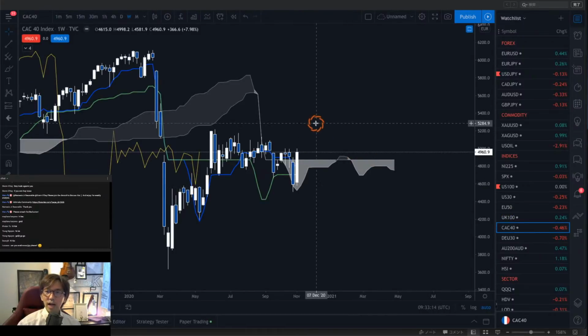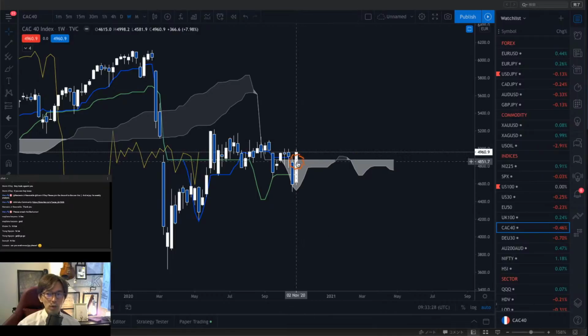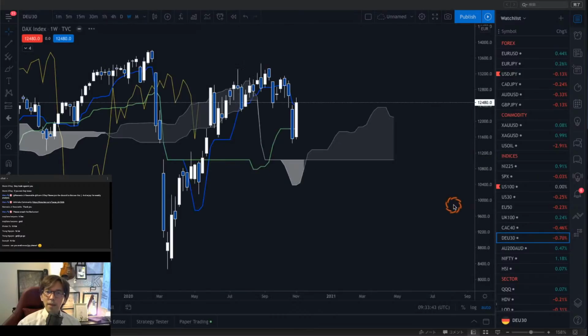CAC France here, weekly chart is also flat ranging. Kumo flat, Kijun Sen flat. Chikou span is also very close to the candles now, so there is no direction at all. Last week was a big bullish candle, but the overall structure is still ranging. So yeah, better wait until we see some decent trends next week. So let's move on to DAX index.